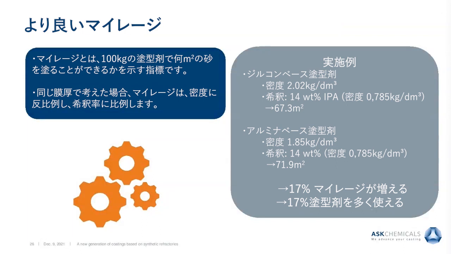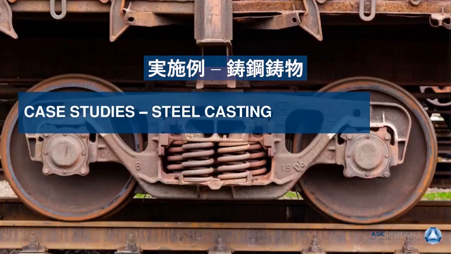If you use our new alumina-based coating, the density is only 1.85, and at the same dilution rate, we end up at 72 liters of coating. This means 17% more coating and 17% more mileage. So a huge cost saving for you as a foundry. Coming to some case studies.